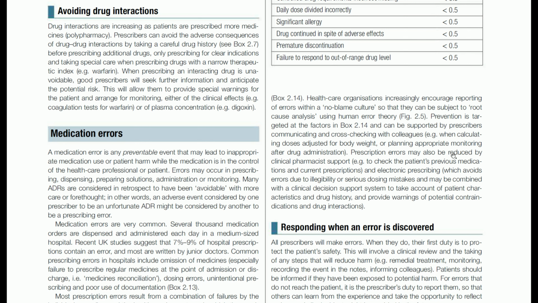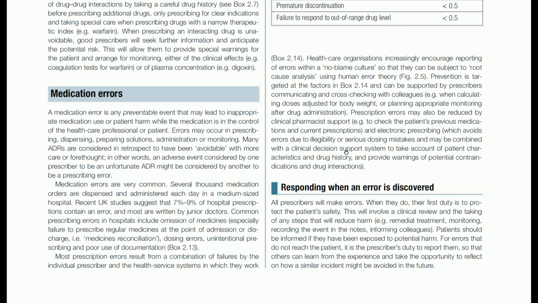Prescription errors may also be reduced by clinical pharmacist support, for example to check the patient's previous medications and current prescriptions, and electronic prescribing, which avoids errors due to illegibility or serious dosing mistakes, and may be combined with a clinical decision support system to take account of patient characteristics and drug history, and provide warnings of potential contraindications and drug interactions.